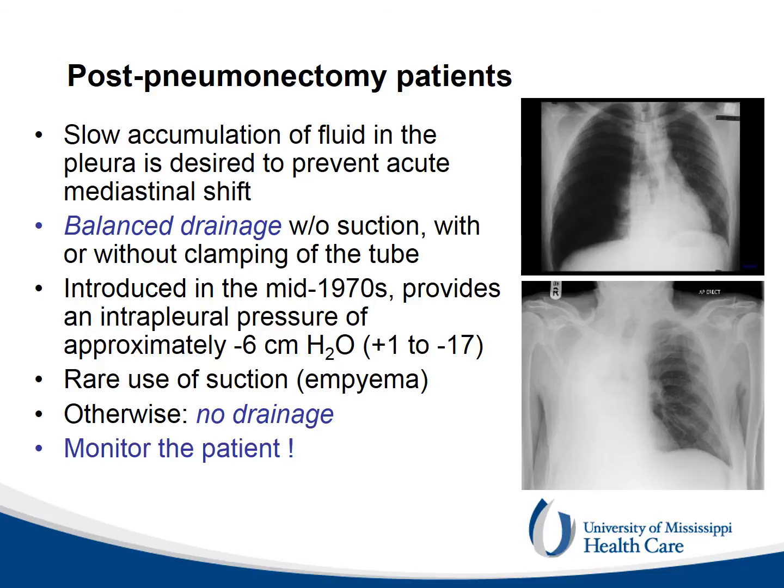After a pneumonectomy, a slow accumulation of fluid in the pleura is desired to prevent acute mediastinal shift. Some surgeons routinely use a balanced drainage without suction, with or without clamping of the tube to regulate the amount of mediastinal shift. Balanced drainage was introduced in the mid-1970s and provides an intrapleural pressure of approximately -6 to -8 cm of water.